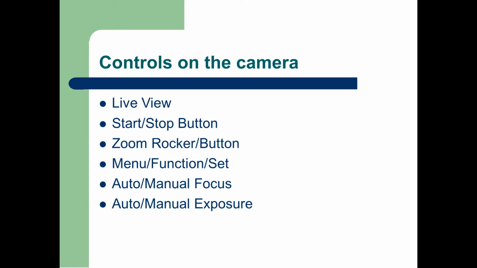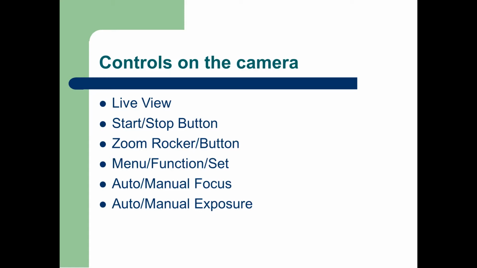And then there's a zoom rocker or a button, and these will be on your pocket cameras or video cameras, but not on your SLRs. So on your SLR, what you want to do is zoom in to whatever you're taking to frame it properly, but do that before you start to run the video. It's almost impossible to zoom while videoing on an SLR, but it is possible on a pocket camera or on a video camera. The menu function set I'll talk about on the next screen.